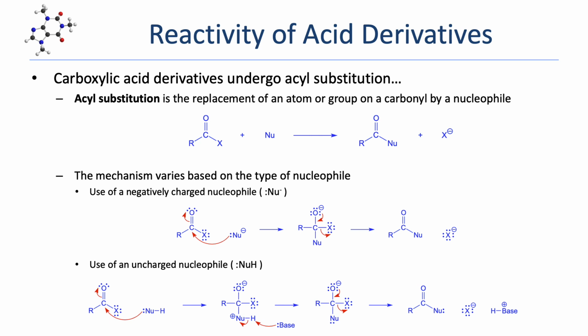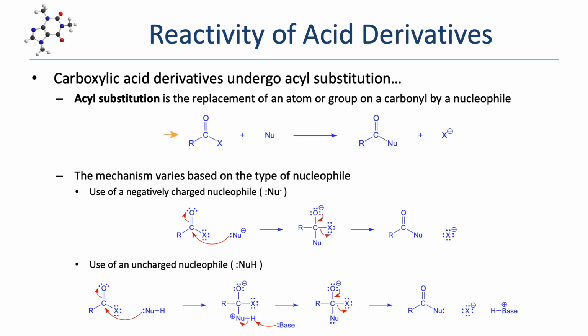Each carboxylic acid derivative is simply a carbonyl attached to some kind of an electronegative heteroatom, an oxygen, a nitrogen, or a halogen. Those heteroatoms can serve as a leaving group in what is essentially a nucleophilic substitution. In the generic example here, we see the leaving group represented by X. Acyl substitution is simply the replacement of that leaving group with some nucleophile.